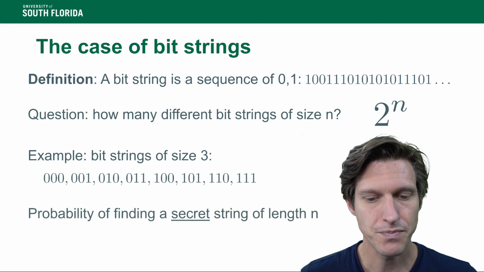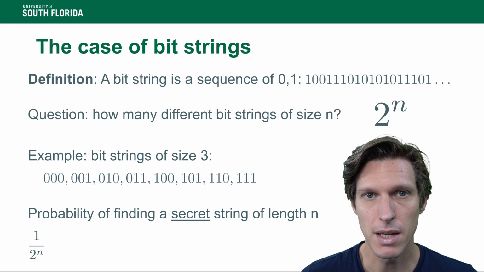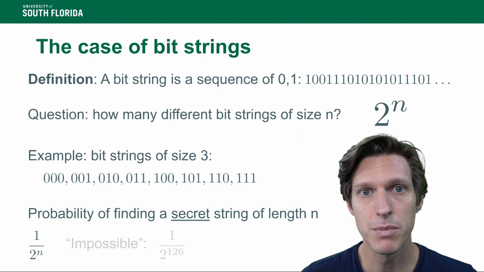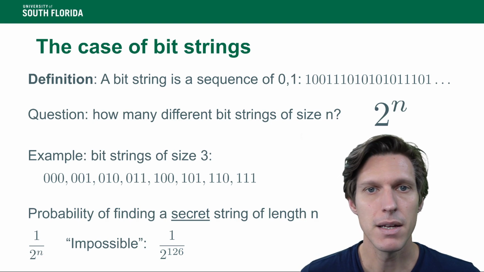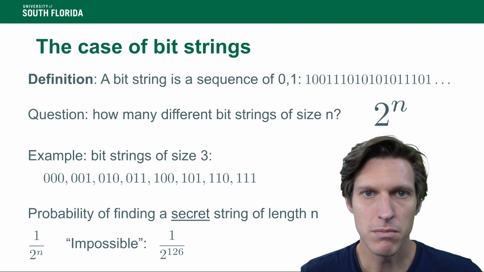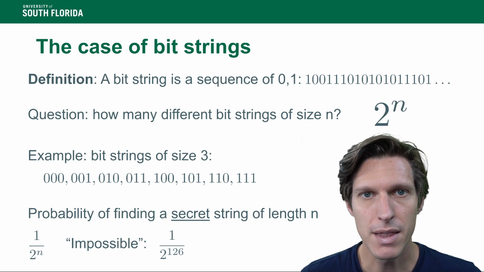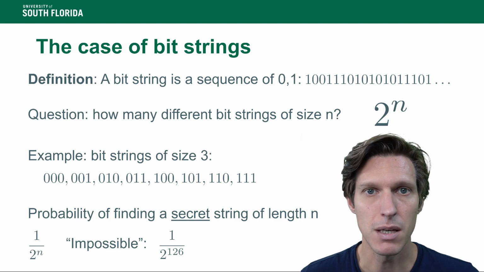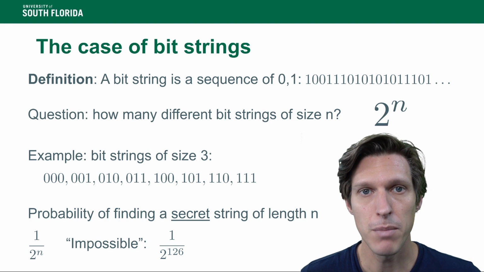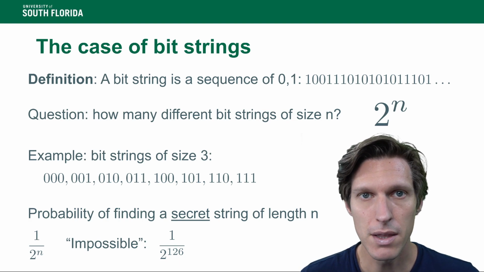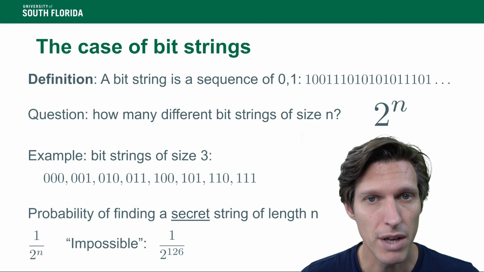So typically, the probability, of course, will be 1 over 2 to the n. That's 1 divided by all the possible bit strings. And what we consider to be sort of impossible is if n is, say, 80, but really more conservatively, let's say 128. So if n is 128, then the probability of guessing a bit string of length 128 is 1 divided by 2 to the 128. And this we consider to be so unlikely that, in fact, it will never happen.